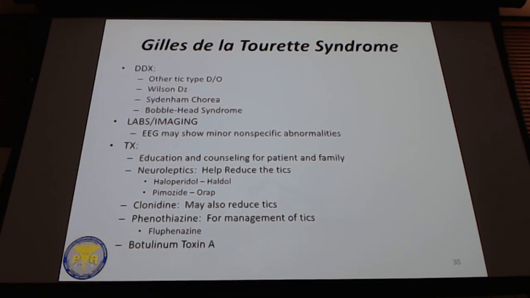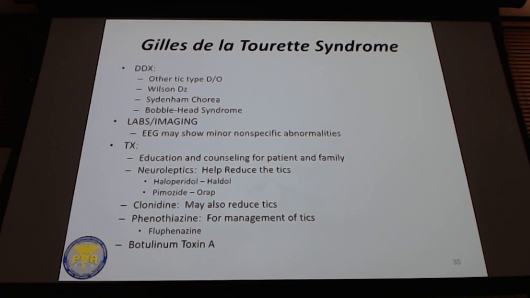So differential diagnosis: you have to consider other disorders, Wilson's disease, Huntington's chorea, bobblehead syndrome. You think I made that one up? It's in there. What do you think bobblehead syndrome looks like? Literally, it's a super rare genetic disorder with repetitive movements or bobbing of the head.